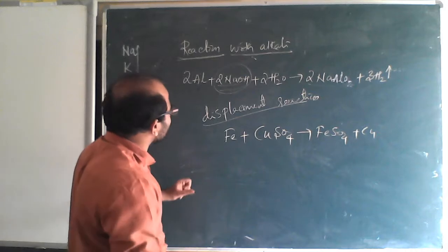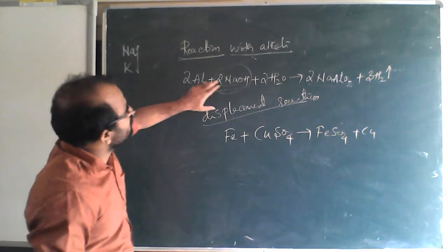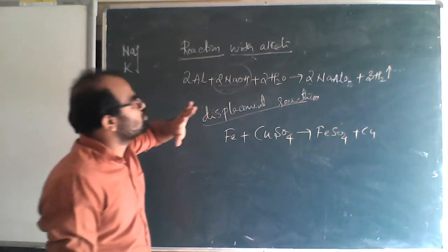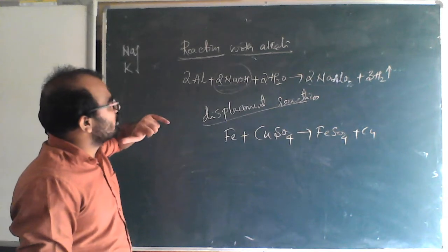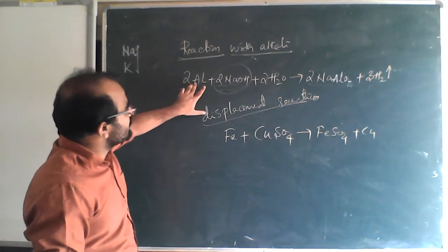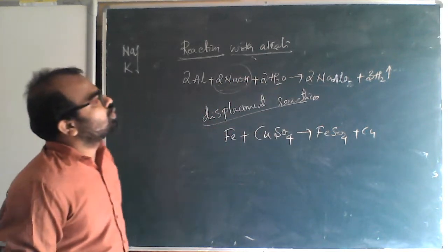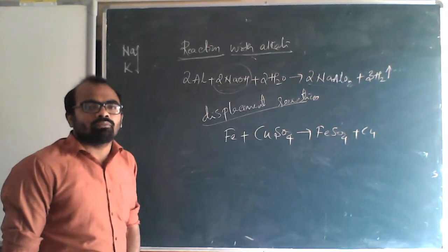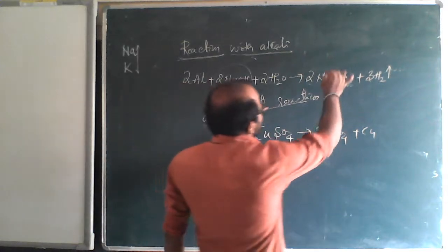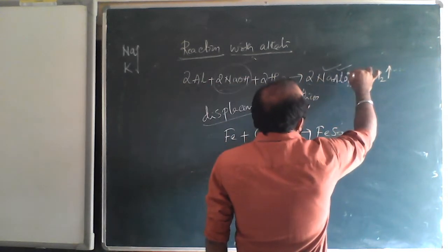Okay, so here 2Al plus 2NaOH plus 2H2O. So how is it reacting? It is giving NaAlO2, sodium aluminium oxide. This is sodium aluminium, this is oxide.